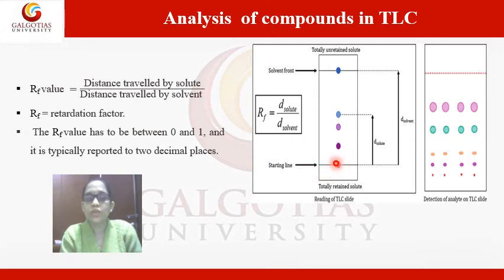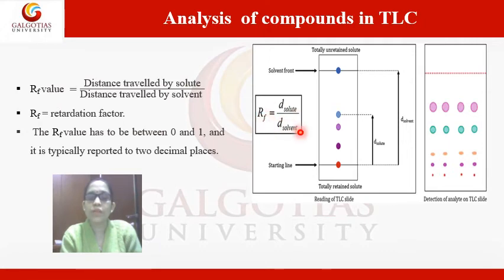Here you see you have spotted the compound. This is the origin of the compound, the starting line. But the solvent moves from here to here. So this is the distance travelled by the solute, and this is the distance travelled by the solvent. The distance travelled by the solute and the distance travelled by the solvent give you the RF value.